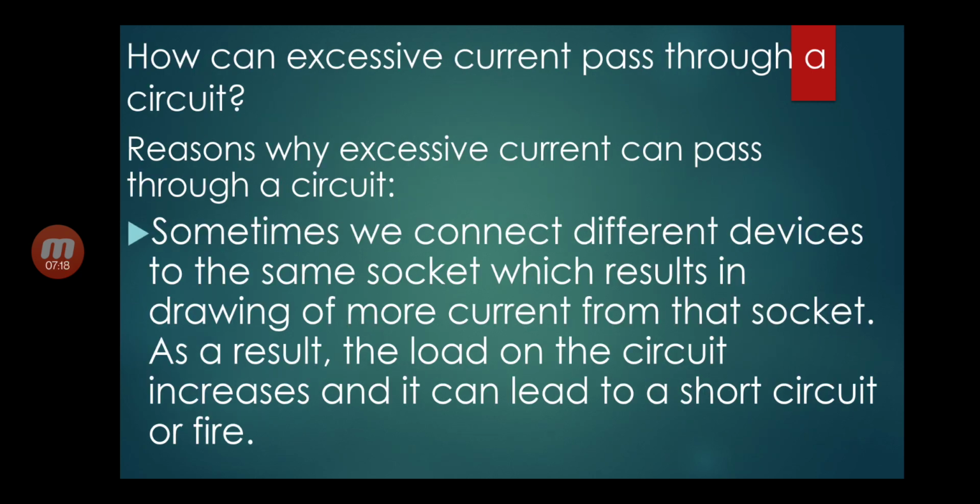How can excessive current pass through a circuit? Reasons why excessive current can pass through a circuit. Sometimes we connect different devices to the same socket, which results in drawing of more current from that socket. As a result, the load on the circuit increases and it can lead to a short circuit or fire.